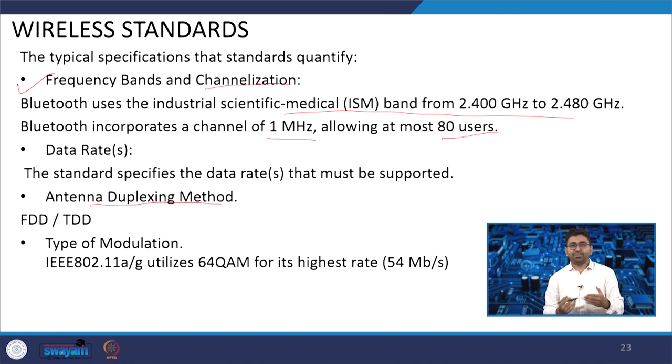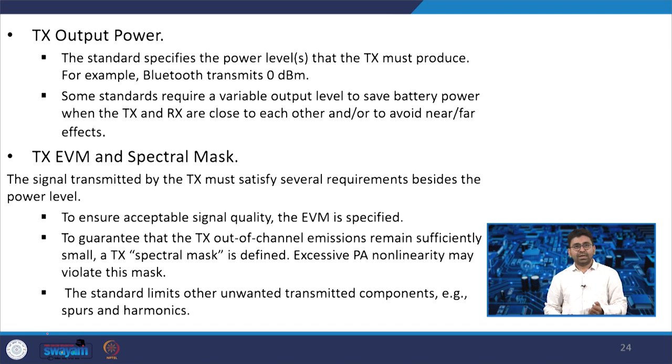What are the types of modulation? There is 64 QAM for getting the highest data rate in 802.11a/g. So what kind of modulation scheme can you use? For a particular standard, the wireless standard gives what the highest output transmission power should be.